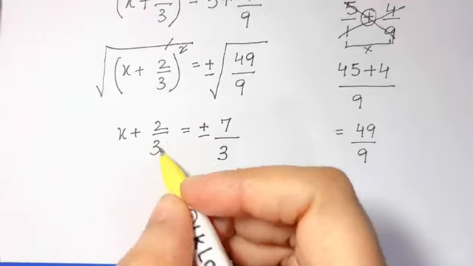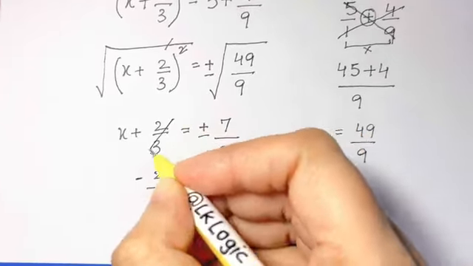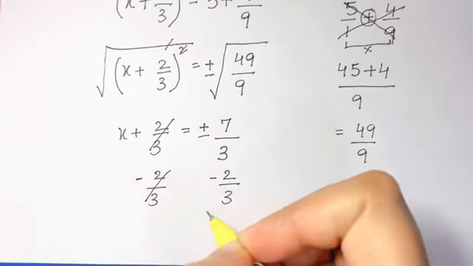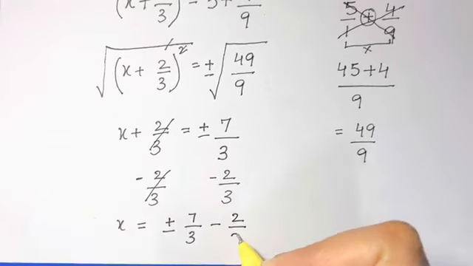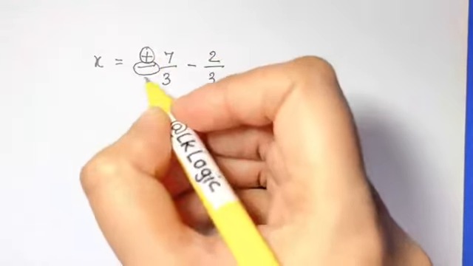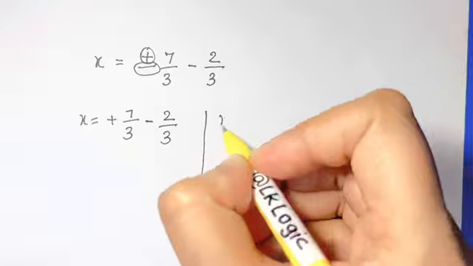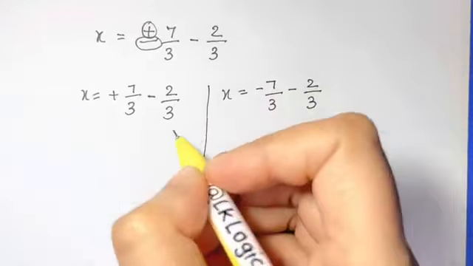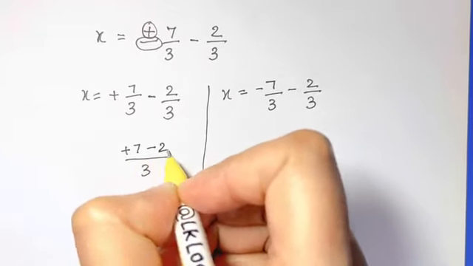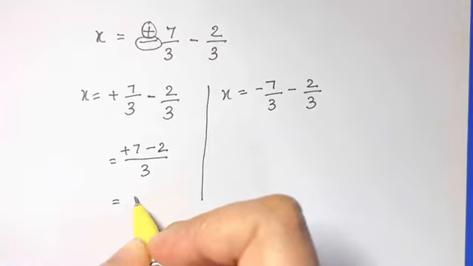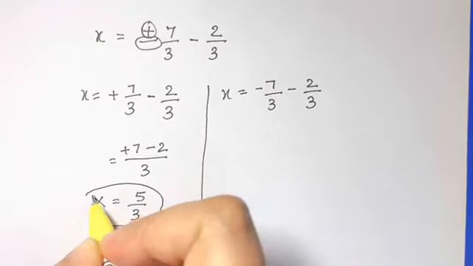Now I want to isolate x. So I'm going to subtract 2/3 on both sides. What happens next is the whole thing cancels out. So we get x equals plus or minus 7/3 minus 2/3. Now I want you to split this positive and negative sign. So it simply becomes plus 7/3 minus 2/3 and minus 7/3 minus 2/3. Since we have common denominator of 3, we're going to get plus 7 minus 2 over 3. So x equals 5/3. So our first solution turns out to be x equals 5/3.